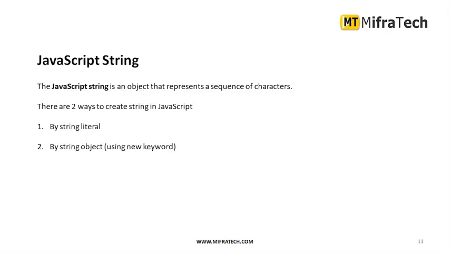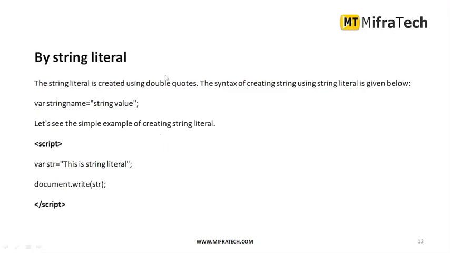Next, JavaScript string. Here also there are two ways, and the object that represents a sequence of characters is called a JavaScript string, by string literal and by string object. By string literal, the string literal is created using double quotes. The syntax has been here where string name equals double quotes string value.